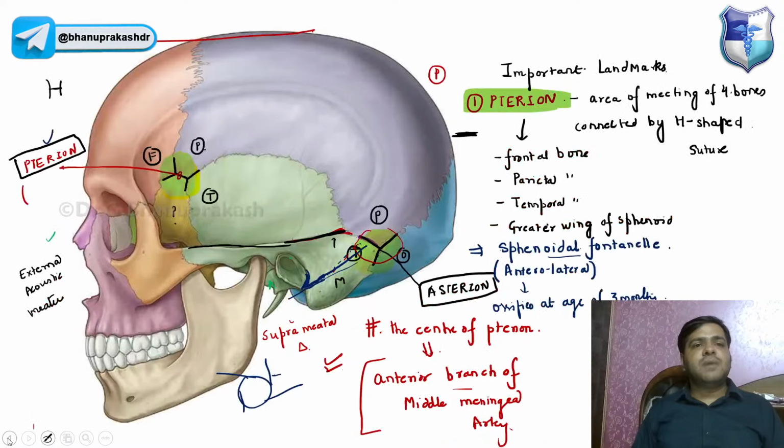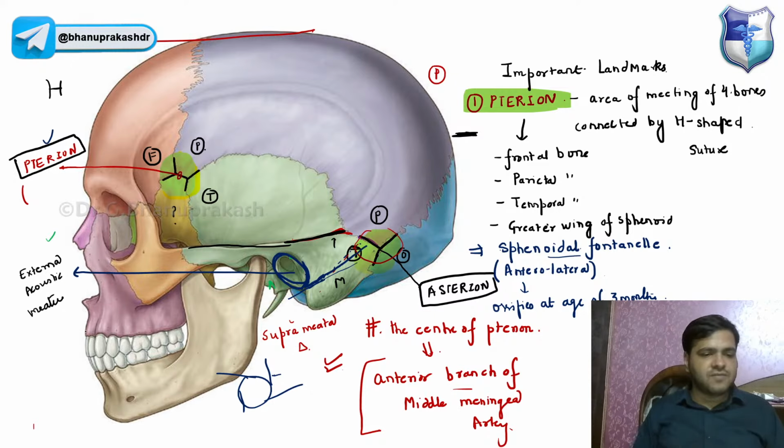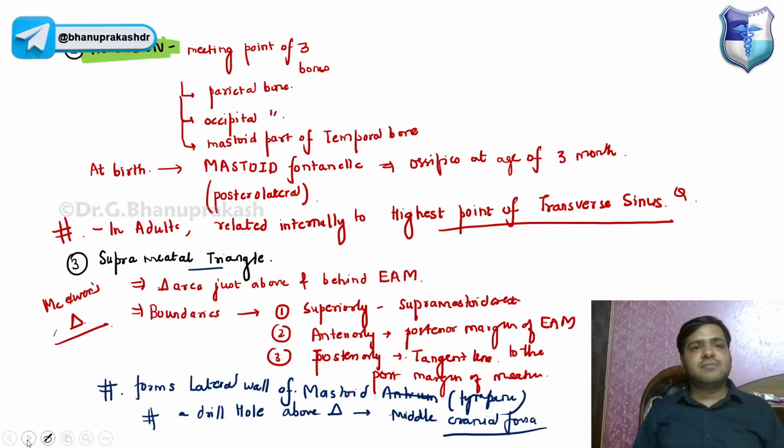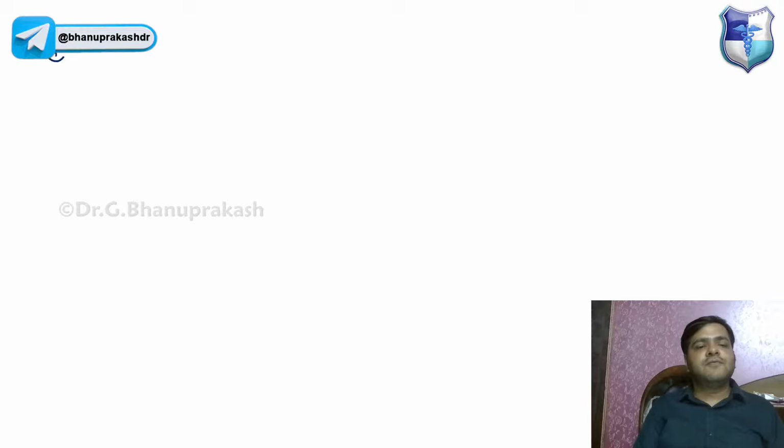One important landmark, guys, you already know: the external acoustic meatus. I don't even need to tell you about it; you can very well find it on the lateral aspect. The fourth one is the external auditory meatus or acoustic meatus. Very good. What about the rest, guys? Are you all alive? Let me know, external auditory meatus.